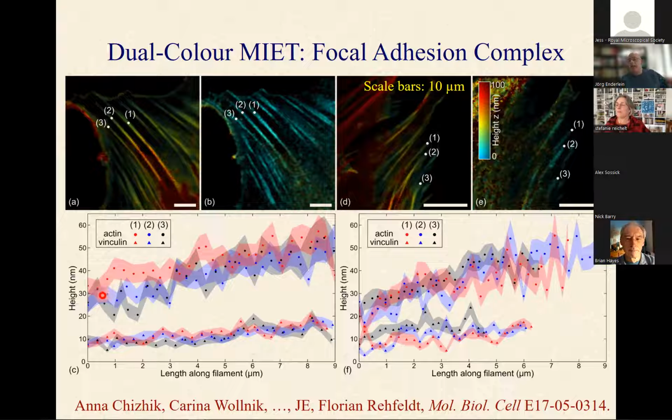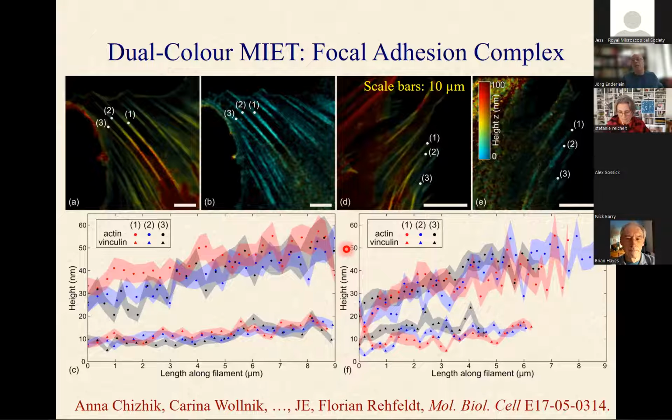And also pay attention that we can measure very subtle height changes over a super long range. So this is 9 micrometers. So we are following here one stress fiber over 9 micrometers, and we see a height change from 30 to 50 nanometers. Again, this is something which would be very difficult to do with other methods.